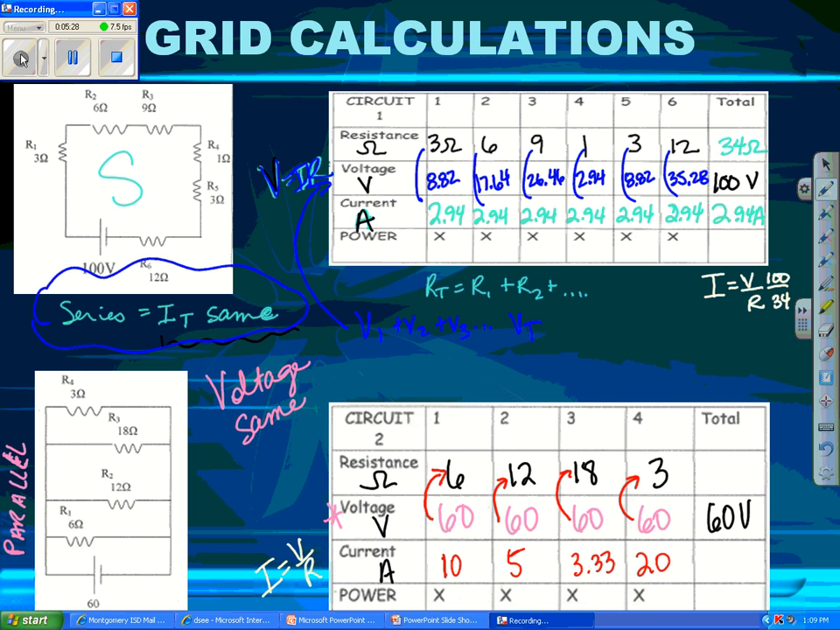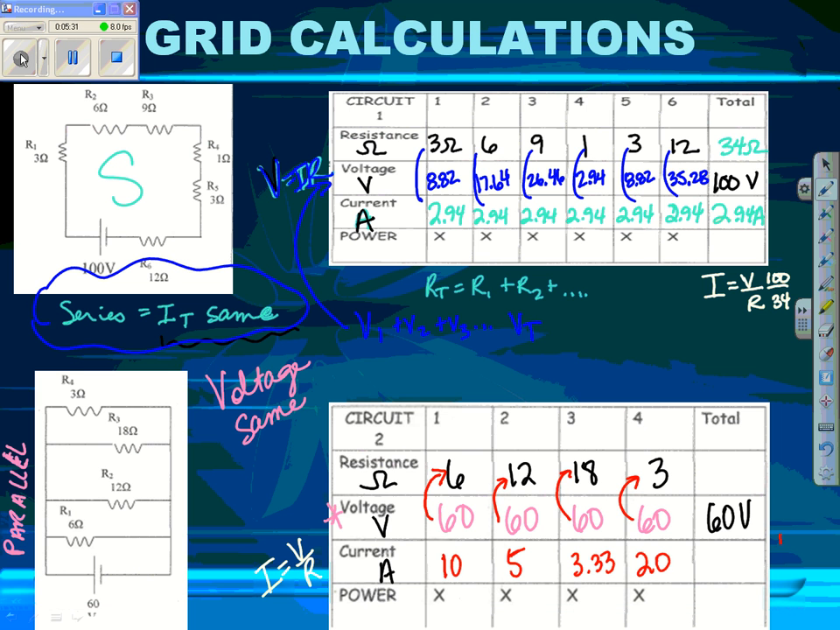Now there's two different ways to find the total current. You could say that IT equals I1 plus I2, so on and so forth, and you could do that. And if you do that, you would get an answer of 38.33. Now you could also use this formula over here that we had in white of I equals V over R, but you first have to find the total resistance. To find the total resistance in a parallel circuit, you're going to go ahead and do 1 over R1 plus 1 over R2, and then so on and so forth.